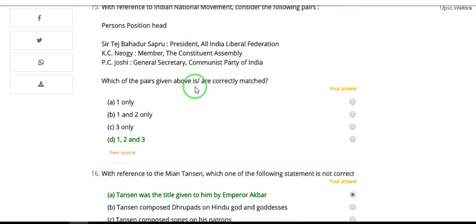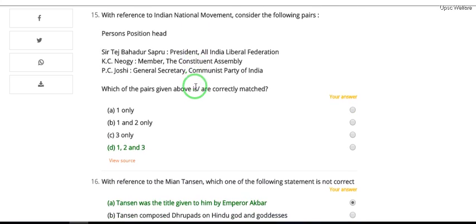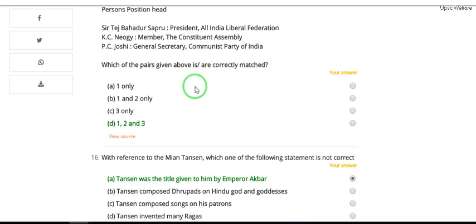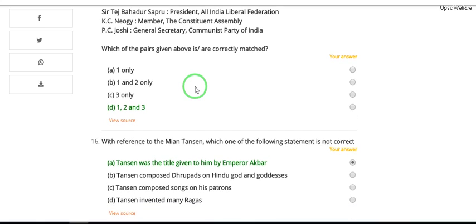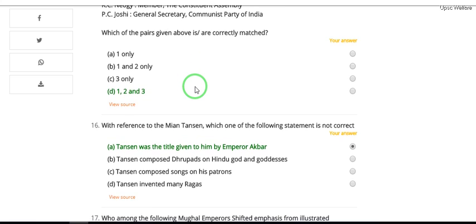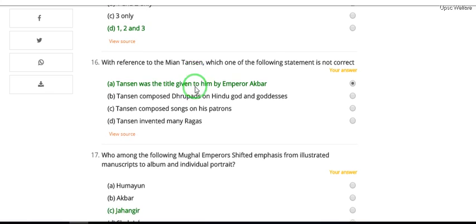Question 15, with reference to the national movement, we have to consider Tej Bahadur Sapru, President of the All India Liberal Federation, of course absolutely correct. Yes, K.C. Neogy was a member of the Constituent Assembly, so he was a member. And P.C. Joshi was the general secretary of the Communist Party of India. So that is going to be correct. So 1, 2, 3 are correct. So D will be the answer here.